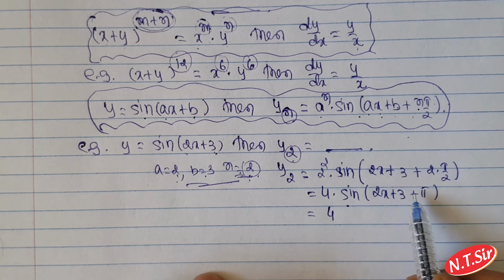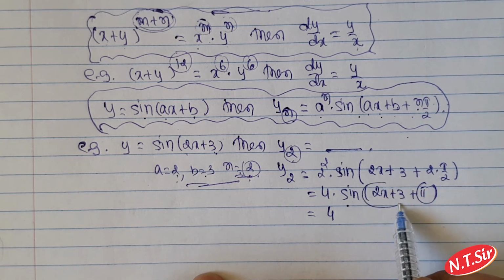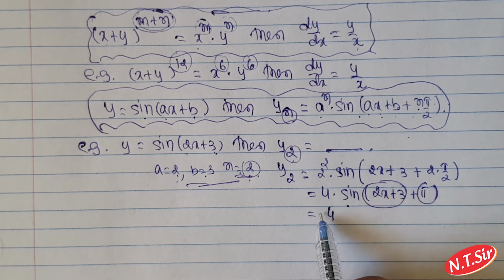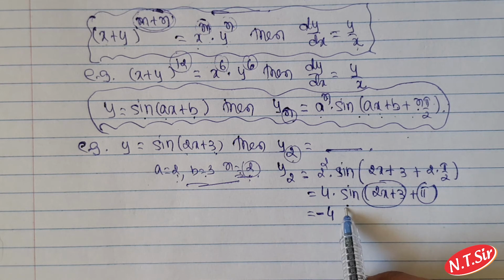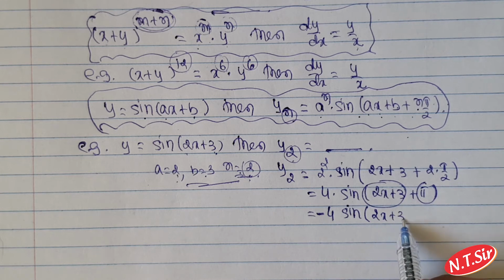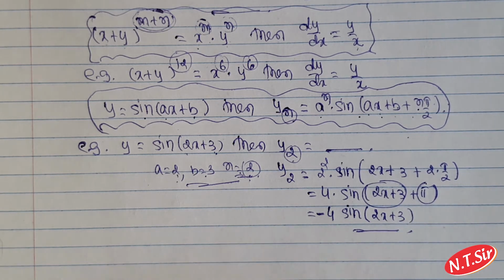Now, sine of (pi plus theta) is in the third quadrant. In the third quadrant, sine is negative. So the answer will be: sine (pi plus theta) is minus sine theta. So it is minus 4 sine (2x plus 3).